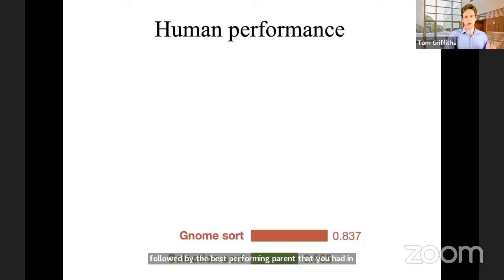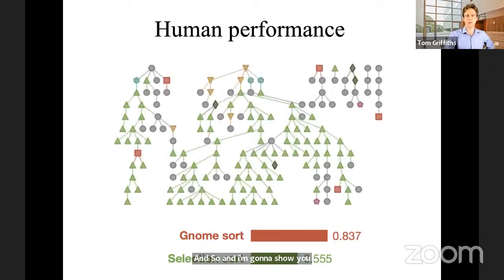And so I'm going to show you again these 2 different algorithms we're interested in, gnome sort and selection sort. So this is what this looks like. If we look at the first generation here, generations are going down, and we have a total of 12 generations here, right? In the first generation, you see a variety of solutions that people are using.